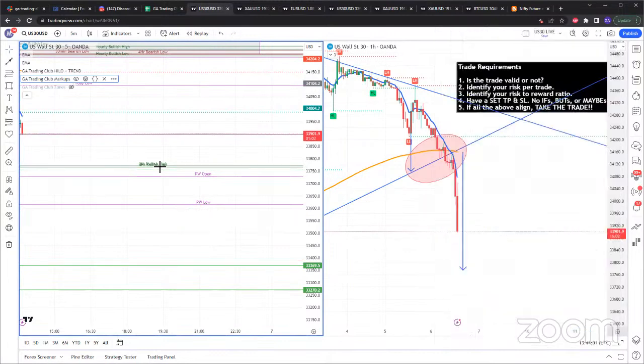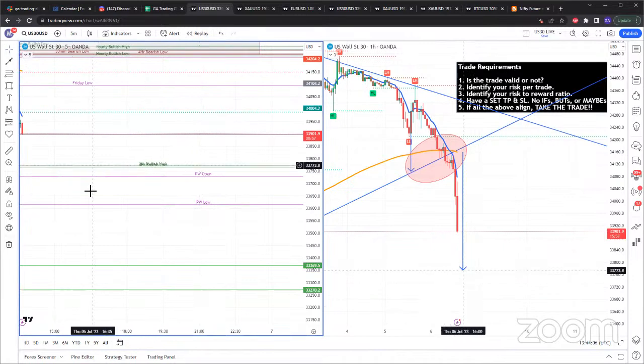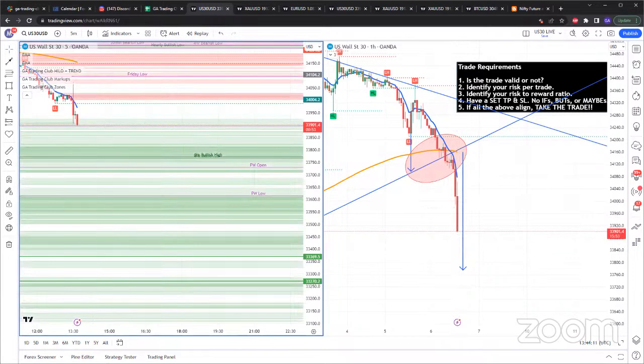So what are we left with? We are left with the 4-hour bearish high and low.